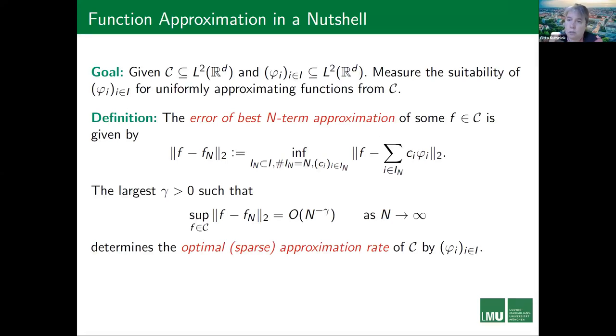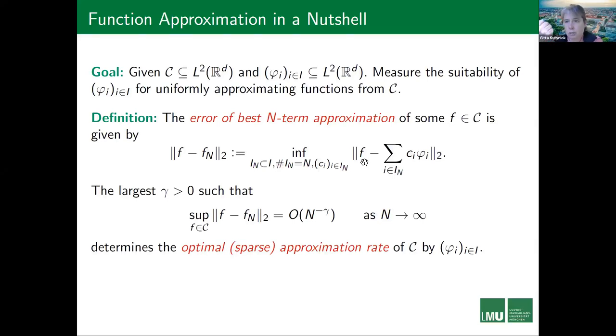So then, the goal is to measure how good this representation system is for approximating functions in this class. That's a very classical general question of approximation theory. And the way this theory goes about that typically is in the following manner. We have an element of our function class, let's call it f.